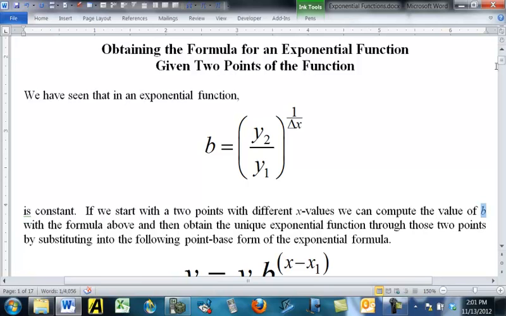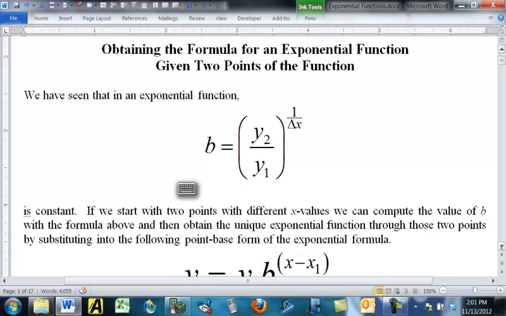So if we start with a pair of points, 2 points where they have different x values, we can compute the value of b with this formula here, and then we're going to obtain a unique exponential function that goes through these 2 points. Just like we could find a unique line going through the 2 points, we can find a unique exponential function.